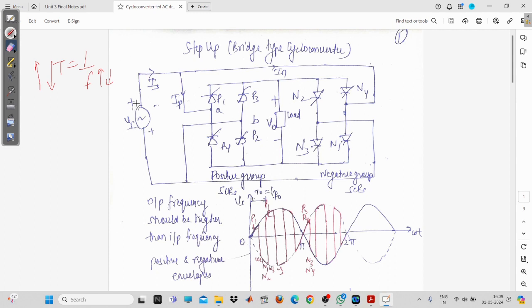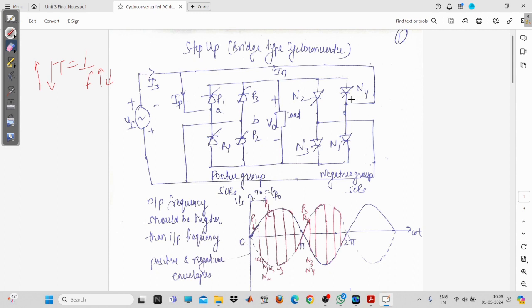Now you can see the supply is given to both the converters. This is the positive group of converter and this one is the negative group of converter, and this supply is given to both the converters. We have assumed the source current as IS, and it has two components. The first one is the positive group component and the second one is the negative component, which we'll denote by IN.